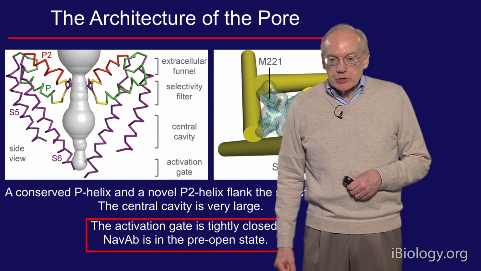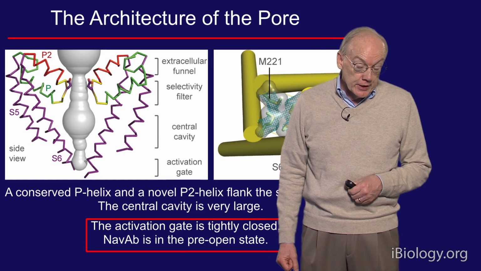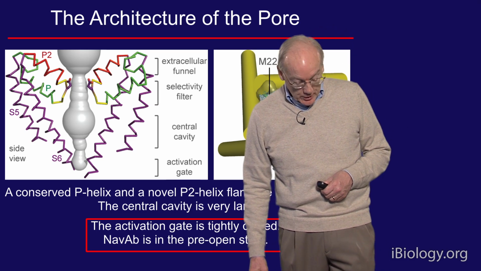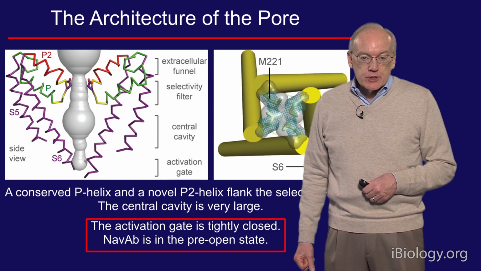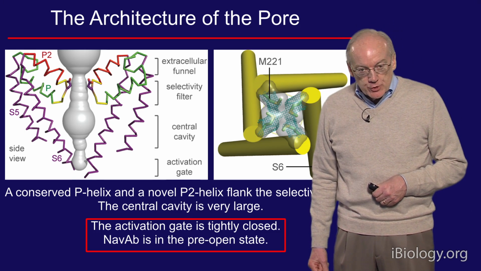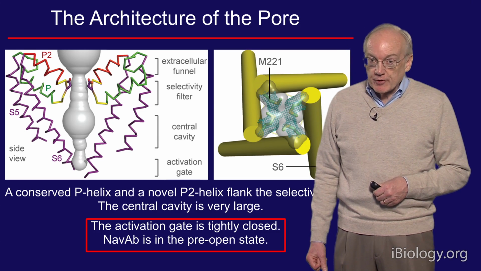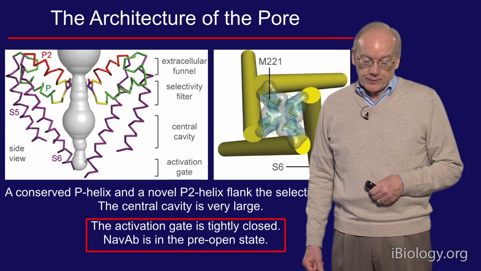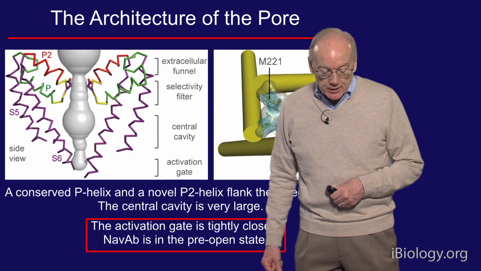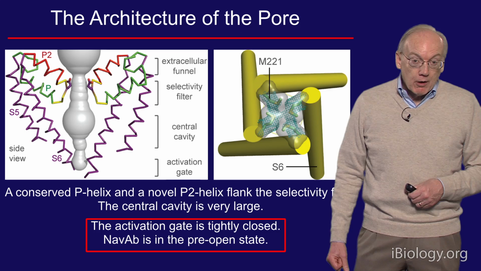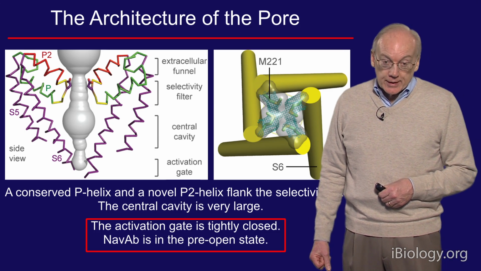The pore is closed, but as I showed on the previous slide, the voltage sensors are activated because 3 of the gating charges have moved out in our crystal structure of NavAb. This means that the channel is in a pre-open state, a natural state in the functional cycle of the channel in which the voltage sensor has been activated, but the pore has not yet opened. In a normal channel, this state would only last for less than a millisecond. But remember, we did our crystal structure on a mutant, and we think that mutation has trapped the channel in the pre-open state.